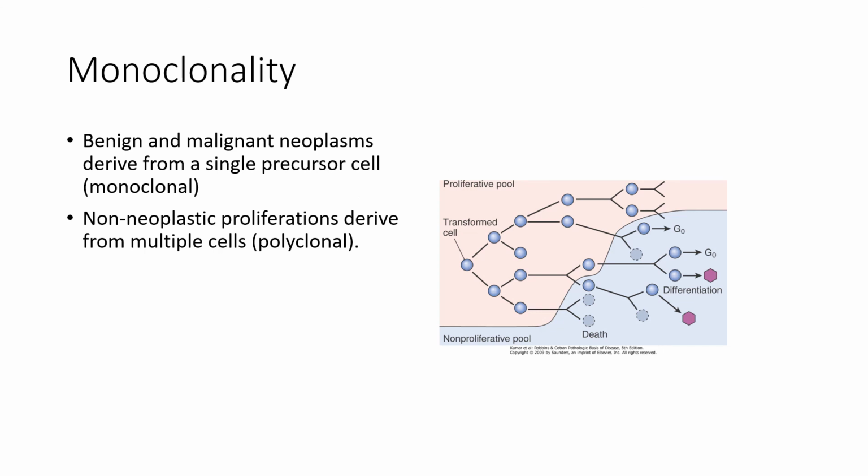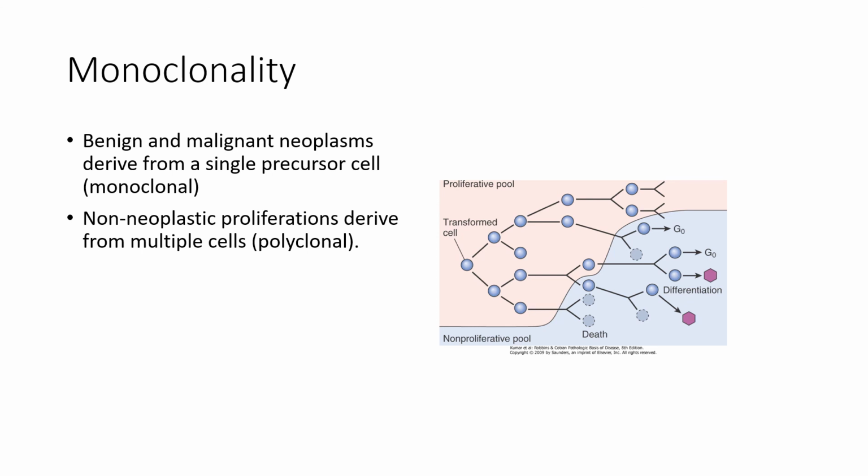Another concept to understand is monoclonality. Benign and malignant neoplasms are derived from a single precursor cell, or described as a monoclonal proliferation. So the concept is that one cell has gained the mutation to proliferate and form a neoplasm. By contrast, non-neoplastic proliferations are derived from multiple cells. They are polyclonal. So we can use this concept to distinguish whether a swelling is a neoplastic swelling or a non-neoplastic swelling.